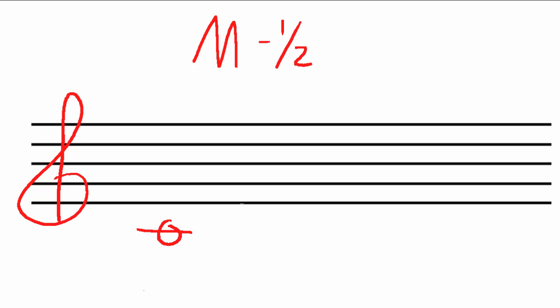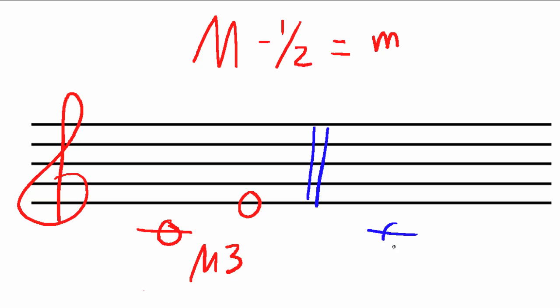So now we're going to alter our intervals. If we take a major interval, for example, let's just do C to E. You know this as a major 3rd. If you shrink the interval, if you minimize the interval by a half step, that major interval becomes a lowercase m, which will stand for a minor interval. So let's take that same interval. C to E is a major 3rd, and if we lower the top note, that becomes a minor 3rd.